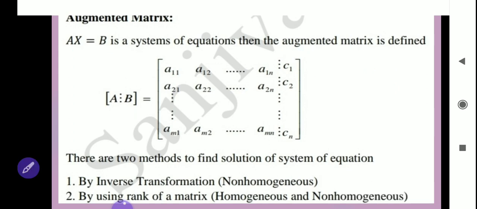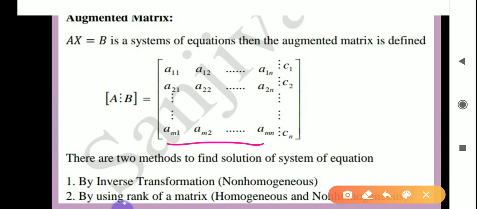And how do we write that augmented matrix [A B]? First write matrix A, that is a11, a12, a1n, a21, a22, a2n, am1, am2, amn, and then here the B matrix, which was c1, c2 up to cm. So this is the augmented matrix [A B].